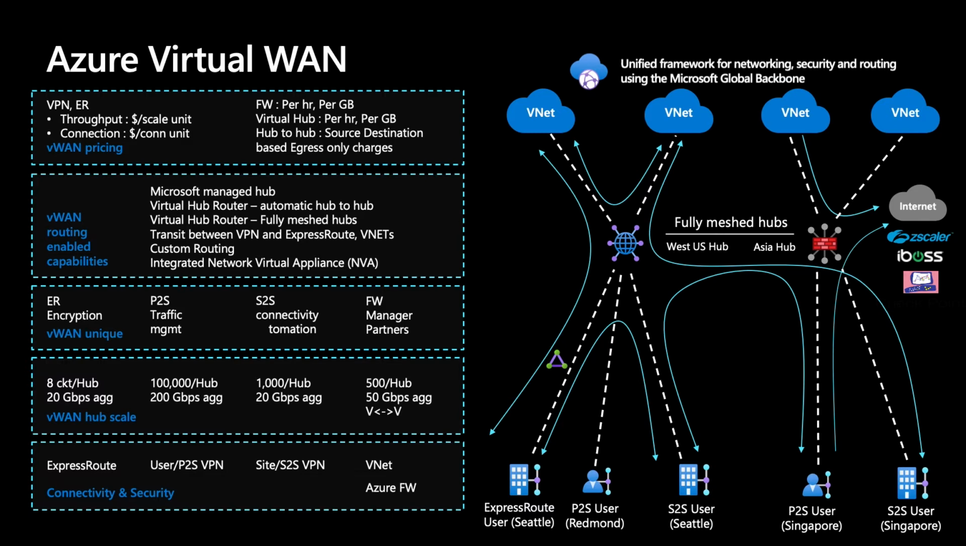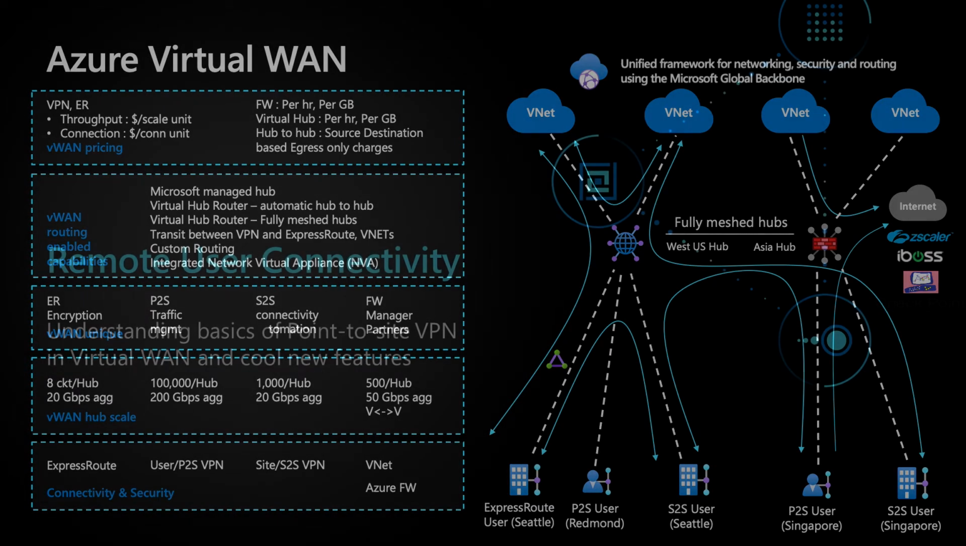So that was a lot of information about Virtual WAN, so let's do a really quick recap. Virtual WAN is a unified framework for networking, security, and routing using the Microsoft backbone. Virtual WAN supports both large and small-scale deployments. You can use as much as you want or as little as you want, and we're committed to providing you with the ease of use and setup and customized routing to support all of your business needs.